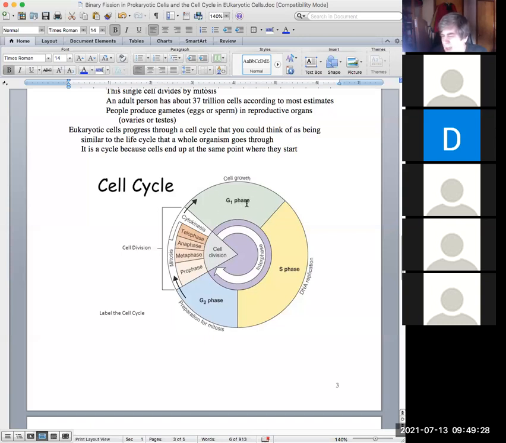So let's think about a cell that makes enough S-cyclin that it goes into the S phase. When it goes into the S phase, S stands for synthesis. And this is when the cell synthesizes DNA or when the cell replicates its DNA. So in your cell, you started out with 46 chromosomes. At the end of replication, temporarily, you're going to have twice as much DNA.